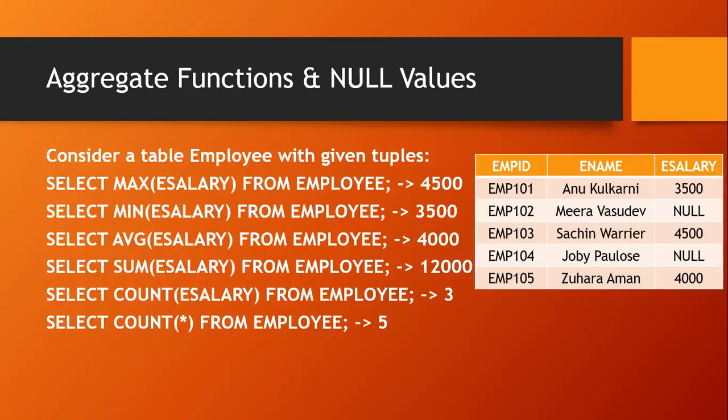To understand these aggregate functions and null values, here is a table for you. We can consider this table as employee, which consists of 3 columns, that is 3 fields: EMPID, eName and eSalary. The names and data are given over here. eSalary is the number column which will have 2 null values, and there are 5 records altogether.